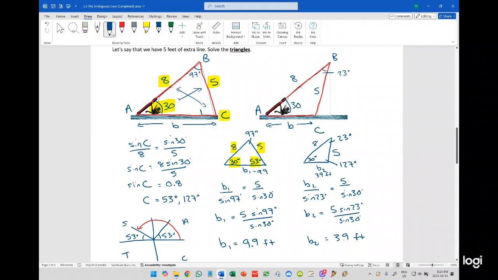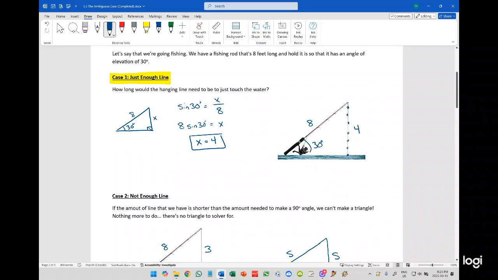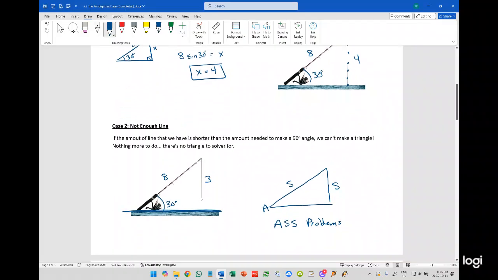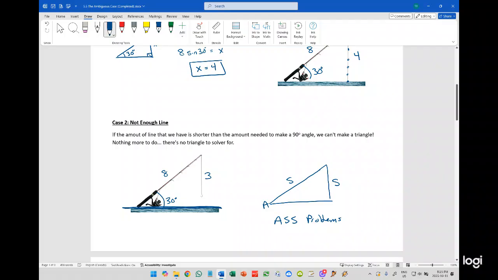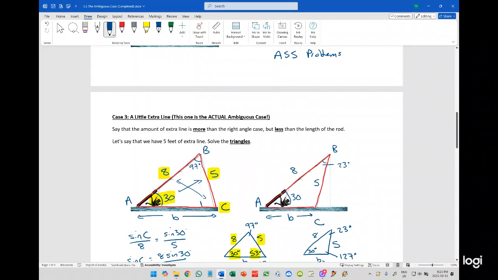This is the one that's the tricky one. Okay, so just to recap real quick. Case 1 is where we have just enough line, so the numbers that we get form a right-angled triangle, in which case there's only one triangle. Then we get the example where the 3 numbers can't possibly form a triangle, the not enough line example. If there's a little extra line, we can get either possible triangle, and then this is the pain one, the one that we have to solve for both cases.